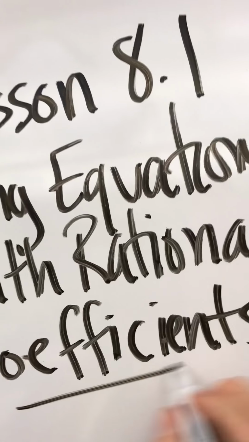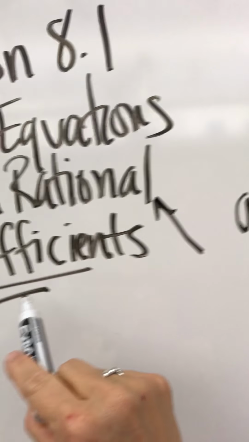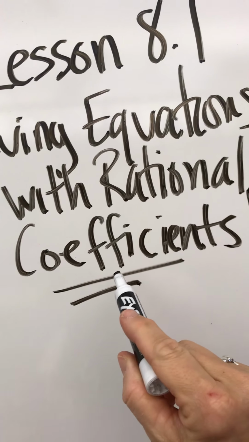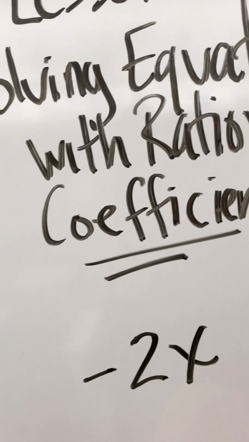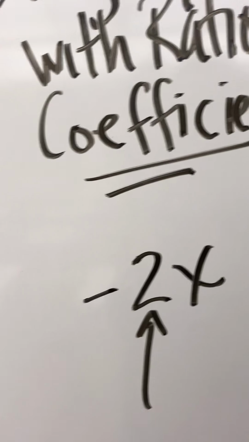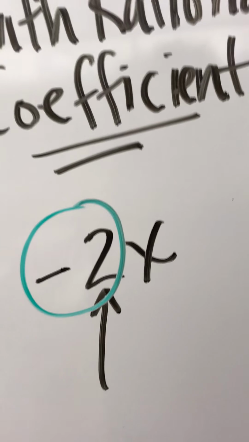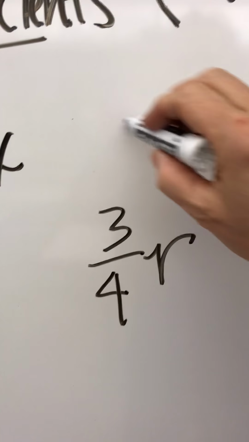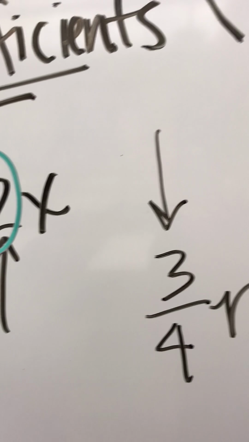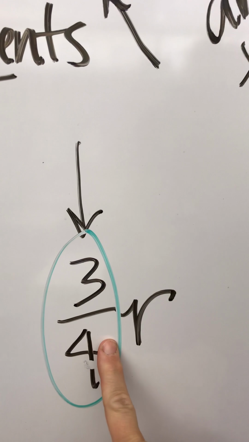And then coefficients. So what is a coefficient? A coefficient is any number, and in this case, it may be a decimal, it may be a fraction, it may be an integer, any number that is attached to a variable by multiplication. So here are some examples of rational coefficients. Negative 2x. In this case, the coefficient, I'm going to use green, is negative 2. Okay? So 3/4 r. We know 3/4 is a rational number because it's a number written as a fraction, and it's attached to the variable by multiplication.